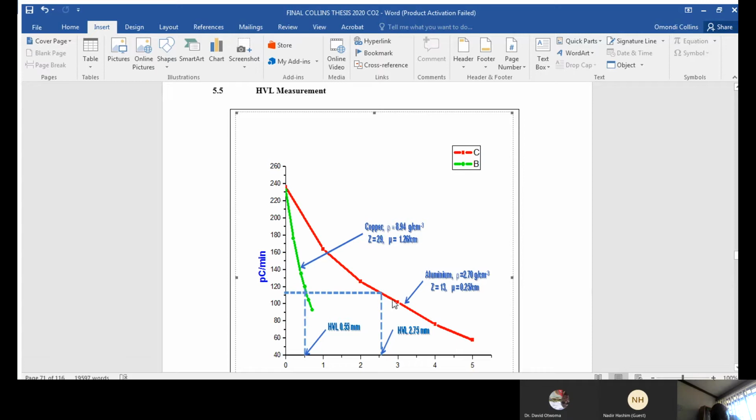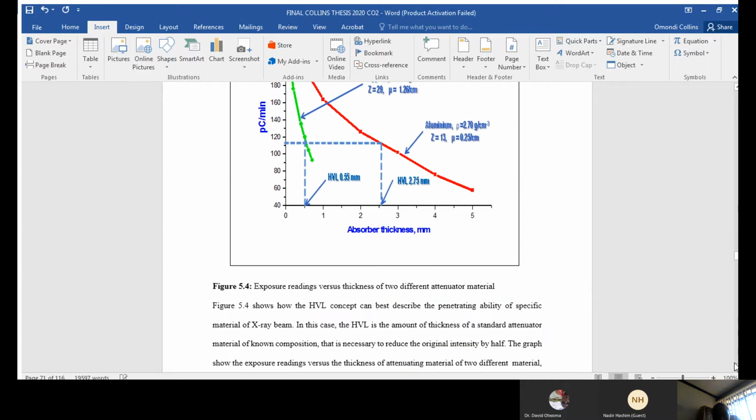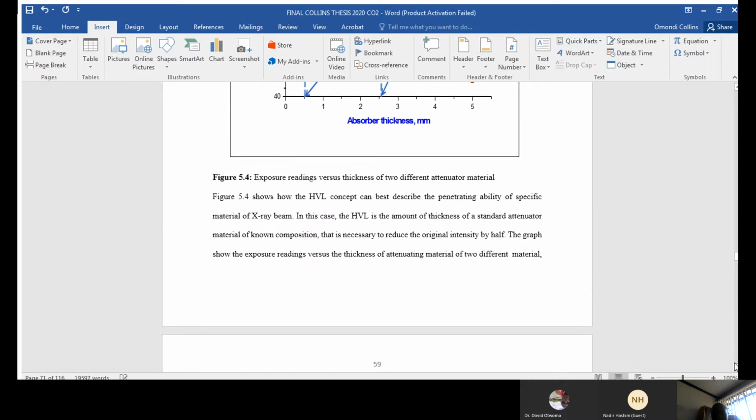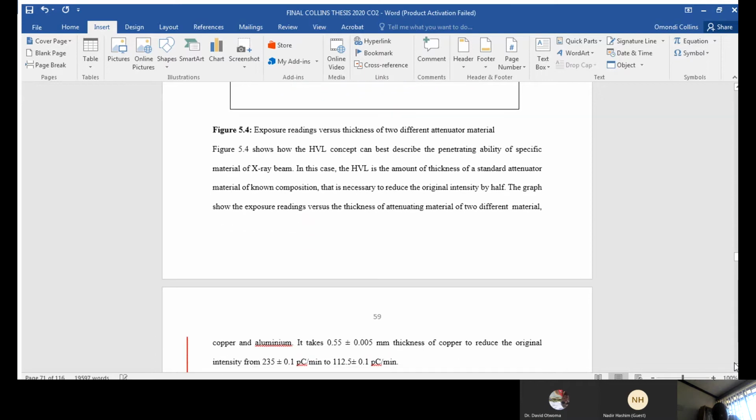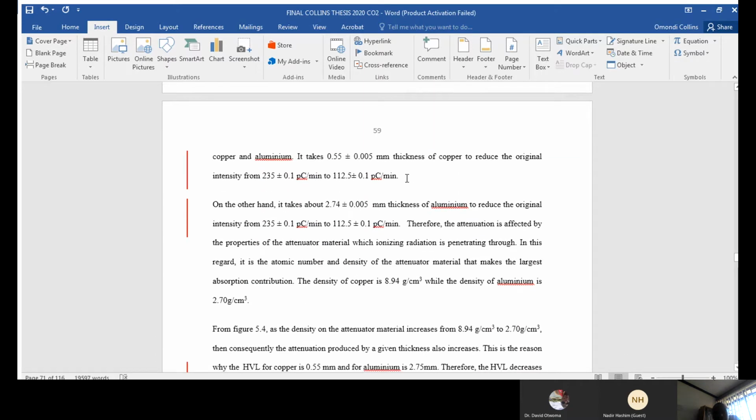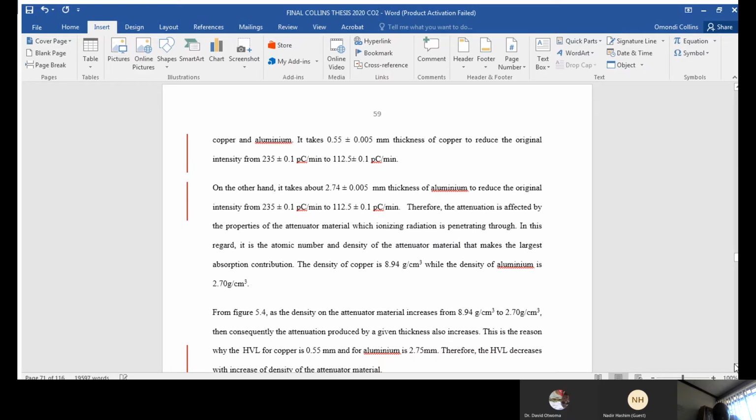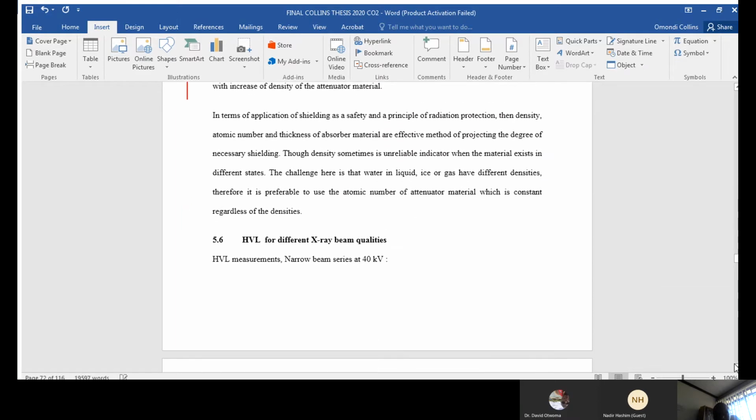The original value was around 240. So half would be around, if this is the thickness, 2.75 millimeter. So I discussed the reasons why: mostly the density of aluminium is different from copper. So that's what makes the difference. So using that theory, the first measurement for the input.